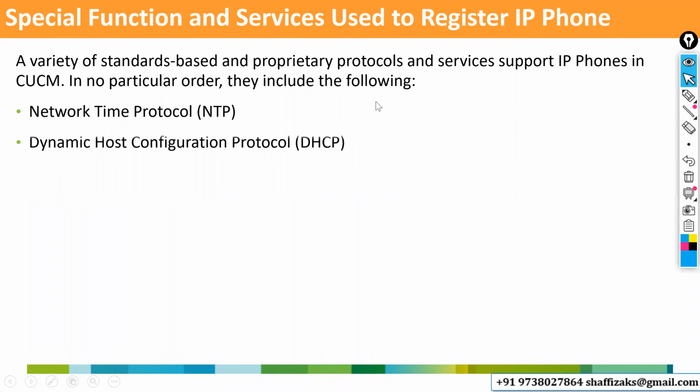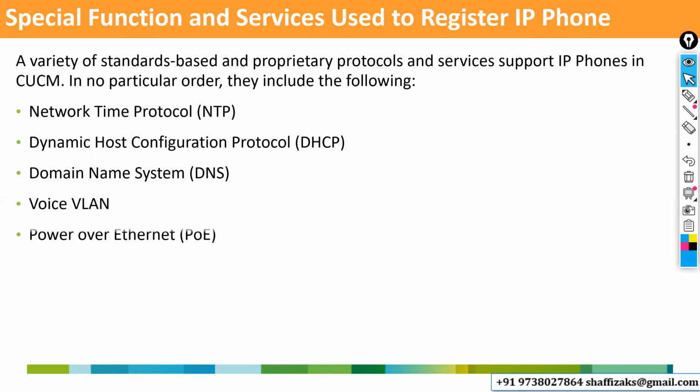Okay. Next, we have the DHCP server, Dynamic Host Configuration Protocol. Next, we have DNS, Domain Name System. Next, we have the voice VLAN. Next, we have PoE, Power over Ethernet. Next, we have TFTP, Trivial File Transfer Protocol. So NTP is a protocol, DHCP is a protocol, DNS is a protocol, voice VLAN, PoE and TFTP are all protocols. We require all these protocols or infrastructure.